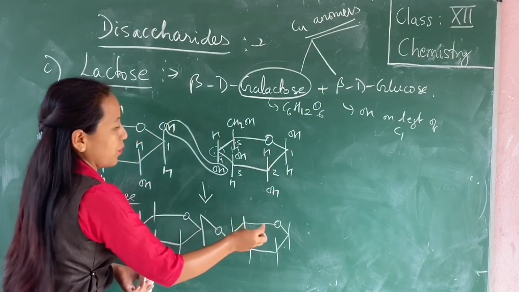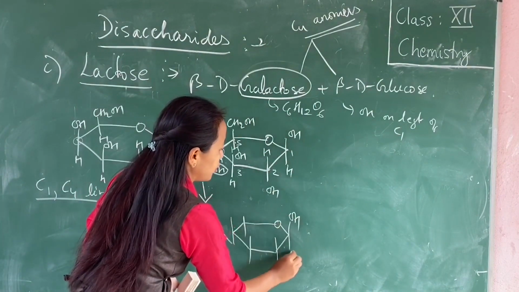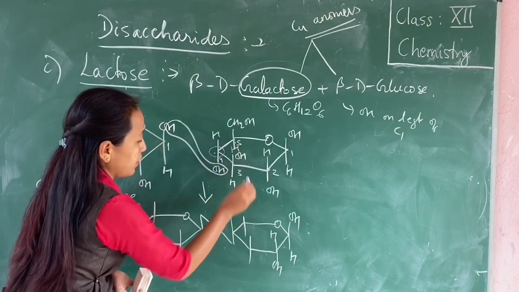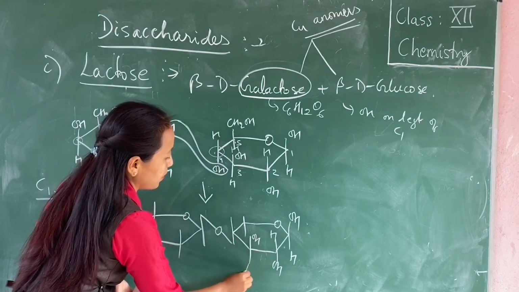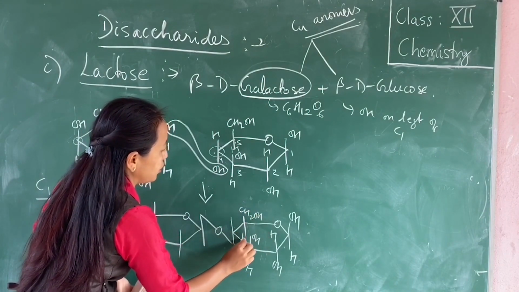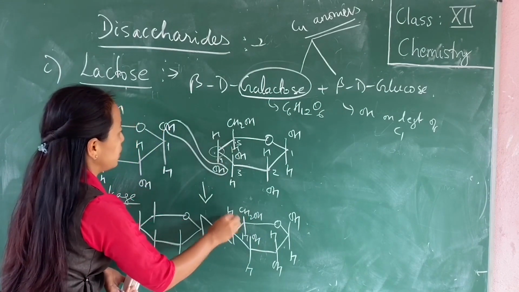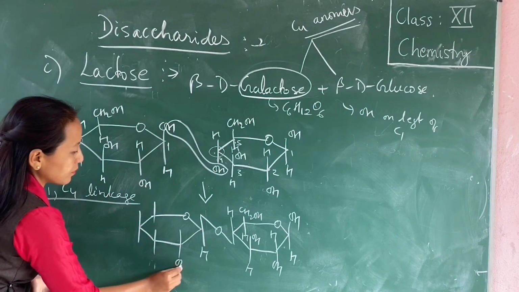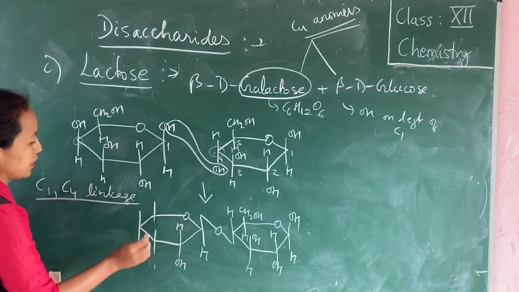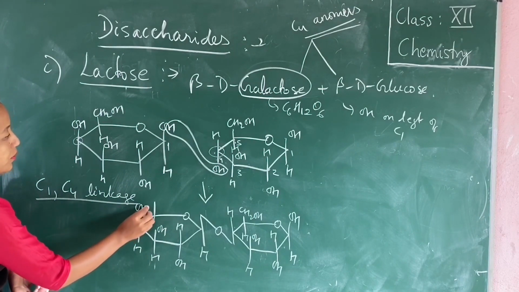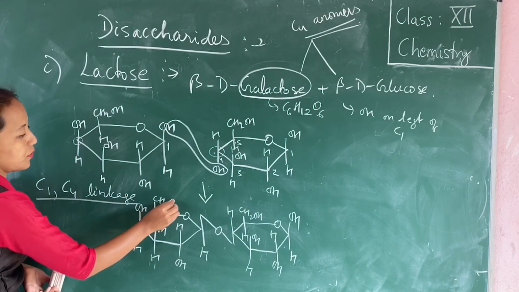Rest, just copy it down. You have OH, H, and then H, OH, and then OH on the right, on the top, and then hydrogen, and then you have CH2OH, H, and here hydrogen. Here you have hydrogen, and then OH, H, and this is your H, OH, H, OH, and then CH2OH.